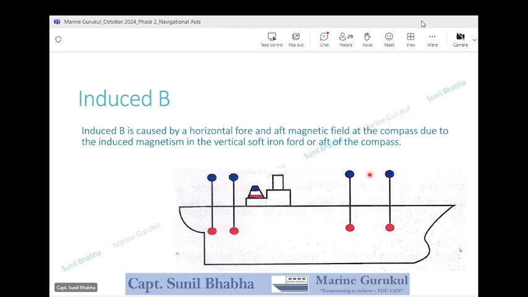So you see all the top poles of the vertical structures are blue. The top pole of the funnel is blue, the top pole of the forward mast, aft mast or the cranes is blue. The bottom poles of all these vertical structures are red poles. Now out of these two, what affects our compass is the pole which is closer to the compass, and in this case the top of the poles, which are the blue poles, are almost in line with the magnetic compass and they affect our compass.